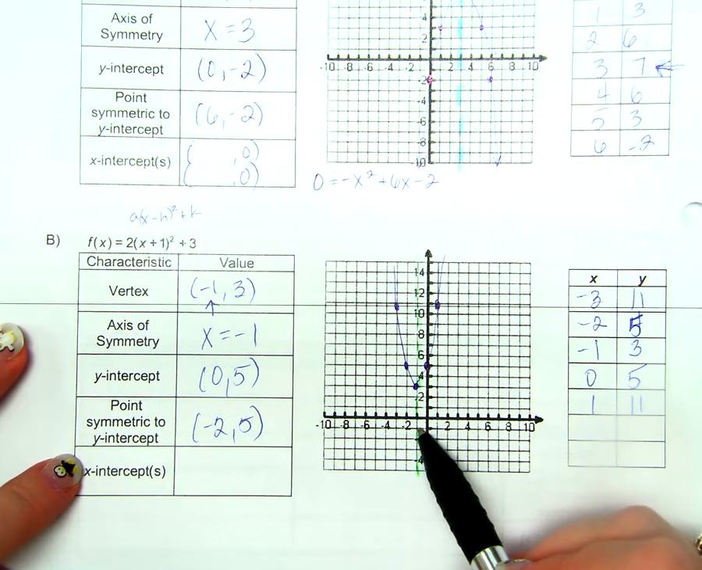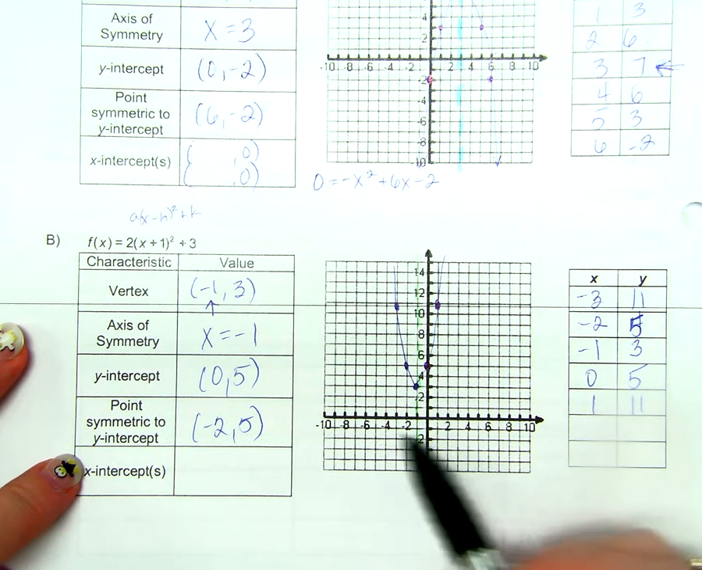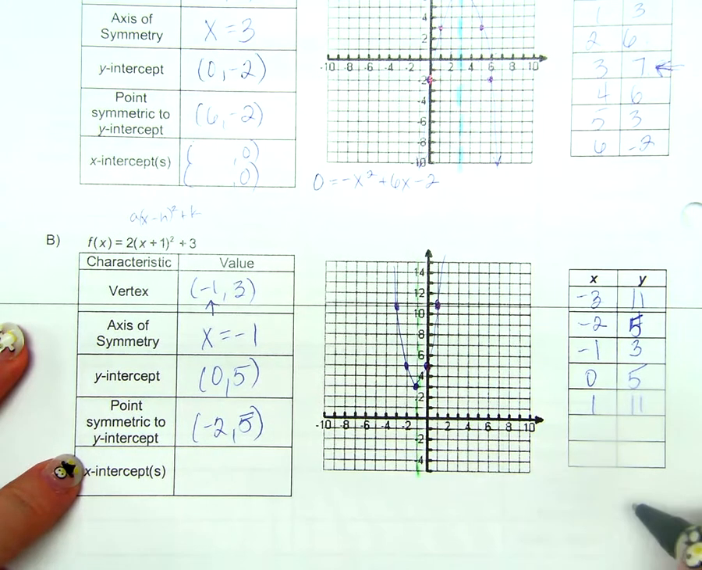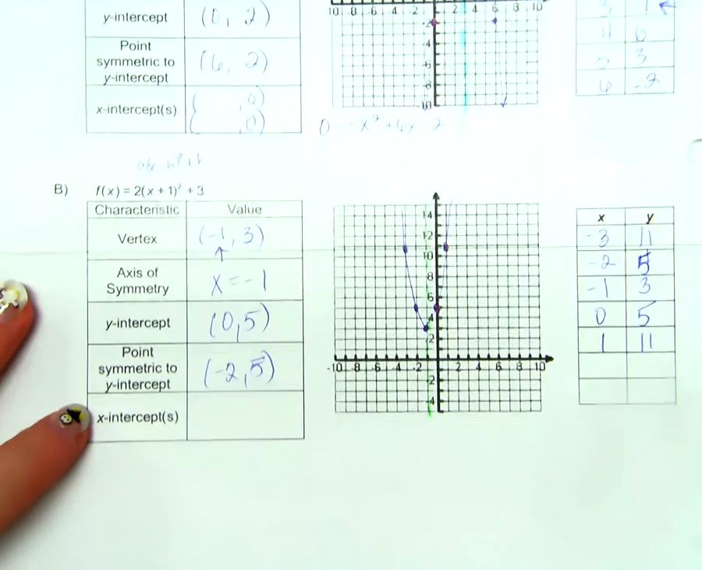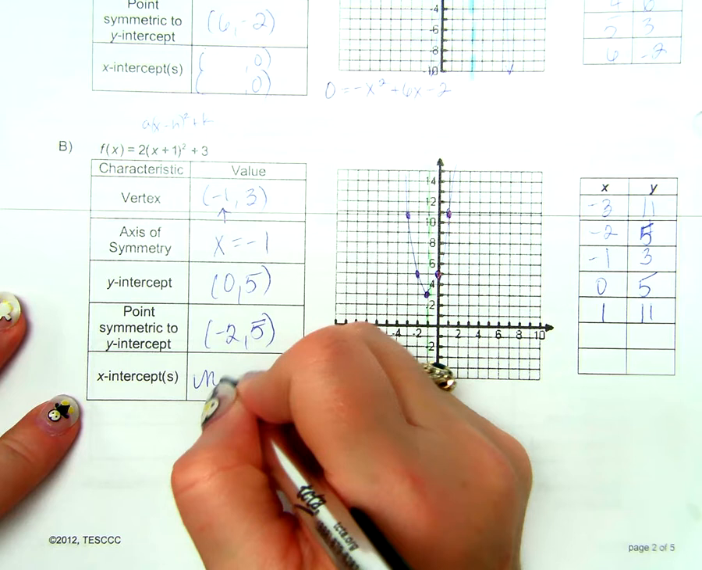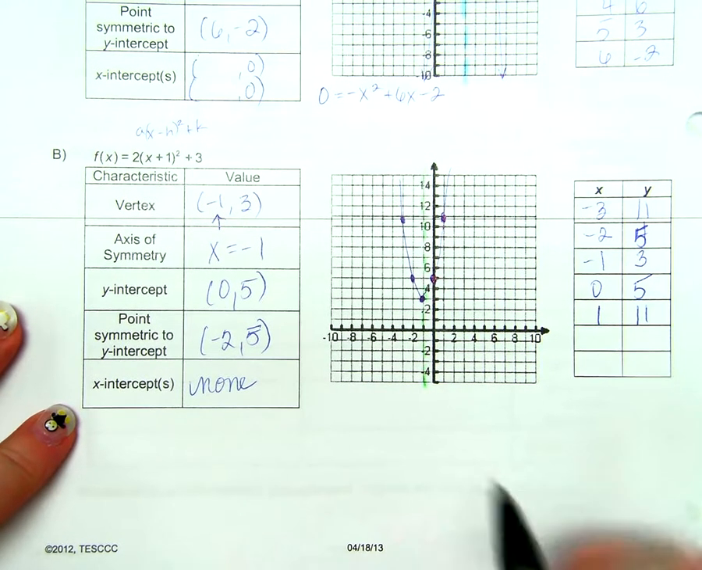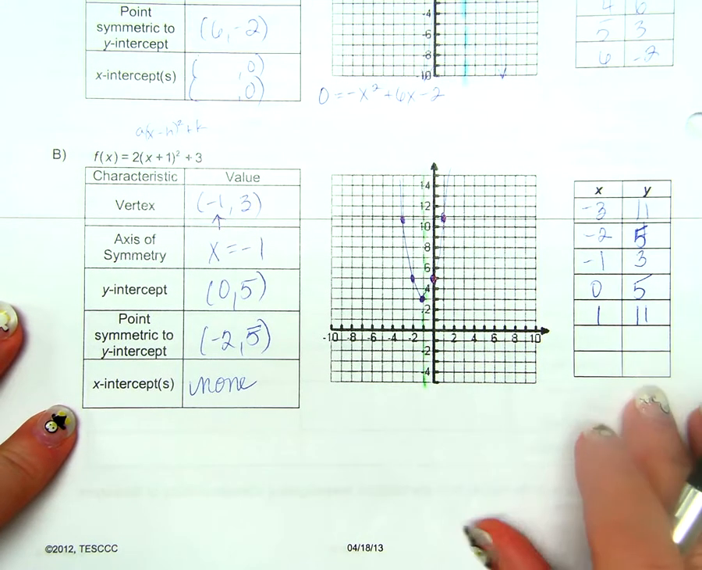X-intercepts are where the graph crosses the x-axis. My graph doesn't cross the x-axis, and I'm pretty sure I didn't do anything wrong. So there is a time that we are allowed to have no x-intercepts because it doesn't cross the x-axis. Okay?